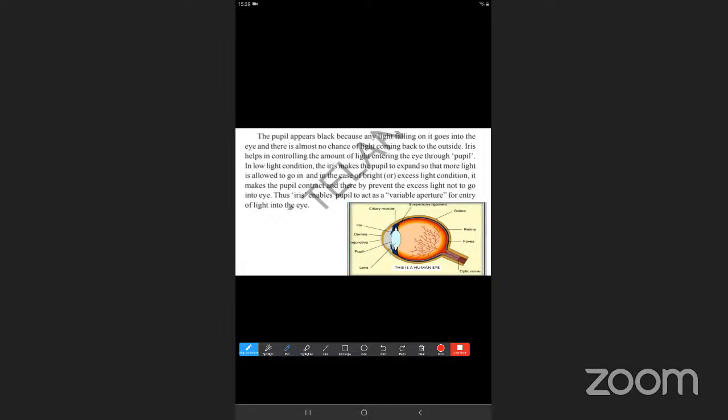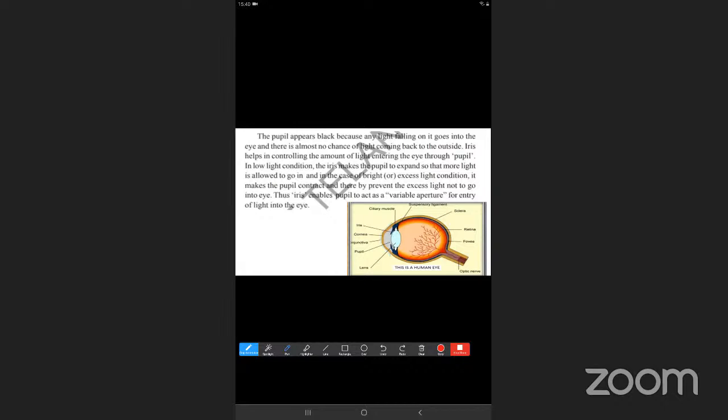So here the pupil appears black. This is the pupil here. The pupil appears black because any light falling on it goes into the eye, and there is almost no chance of light coming back to the outside. So when a light ray falls on it, it goes into the eye, and there is almost no chance of light coming back to the outside.